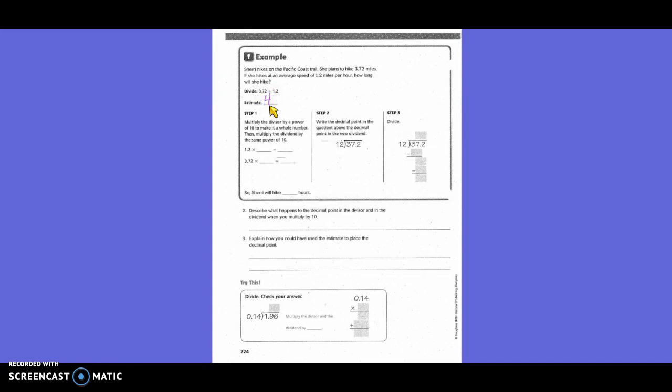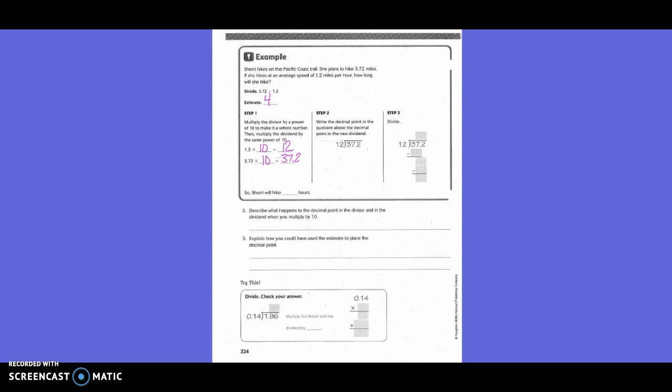Then it says multiply the divisor by a power of 10 to make it a whole number. Then multiply the dividend by the same power of 10. So 1 and 2 tenths we multiply by what? 10. And we get what? 12. And then 3 and 72 hundredths we have to multiply by the same power of 10. So it would be 10. Then we'd have 37 and 2 tenths. Step 2, write the decimal point in the quotient above the decimal point in the new dividend.